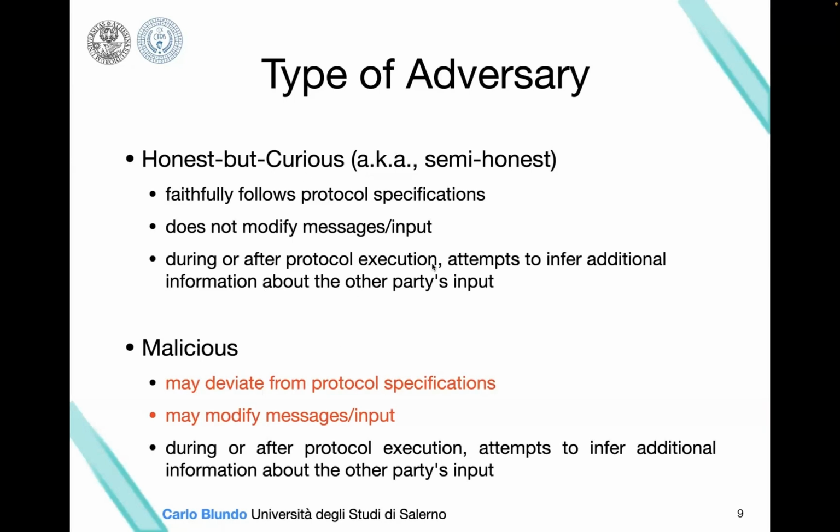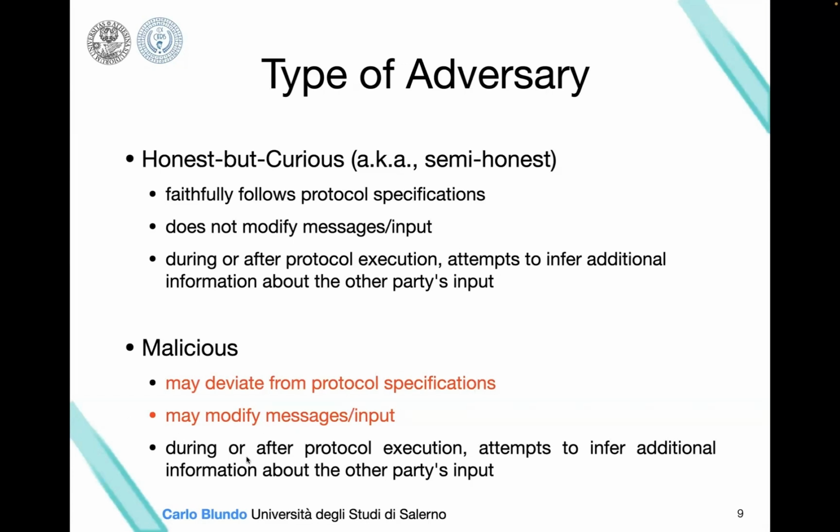So during the protocol execution or at the end of the protocol, these adversaries will try to infer some additional information about other players' inputs. The malicious adversary is a stronger type. It can behave like an honest but curious adversary, but it can deviate from the protocol specification, so it can refuse to send messages or can alter messages and inputs.